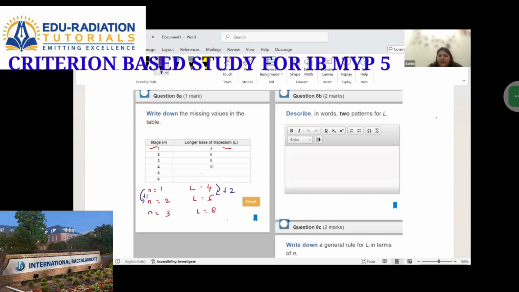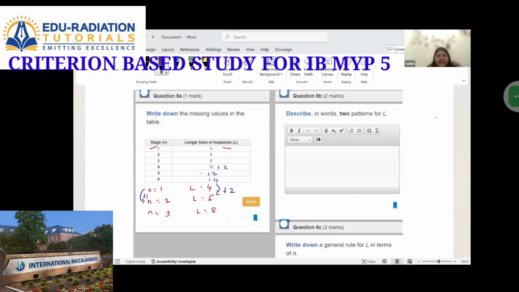Now they have asked me to fill it up, right? So it was 4 and 10. When it is 5, I obviously know I will have to add 2 here, so my corresponding value becomes 12, right? Again, I am increasing n by 1, so 5 plus 1 is 6, and now my value will become 12 plus 2, that is 14. Is it clear? So we see that as n keeps increasing by 1, my value of L becomes plus 2.